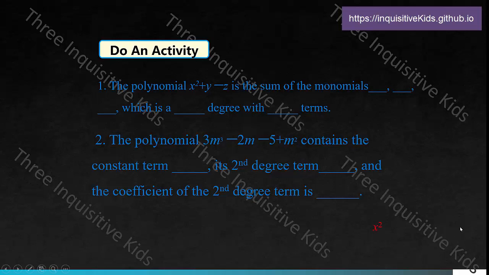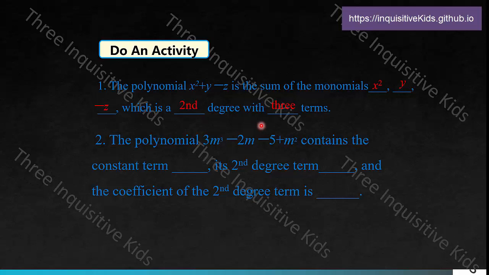So the first one has the answers x squared, y, negative z. Remember, over here when we are minusing this z, don't think of it as minusing a z. Think of it as adding a negative z, because adding a negative number is basically subtracting that negative number's opposite number. That is a rule you probably learned from chapter 2, and that should be sticking with you. So it is a second degree polynomial with 3 terms. Its highest degree is a 2, so that would be the degree of the whole polynomial, and it has 3 terms.